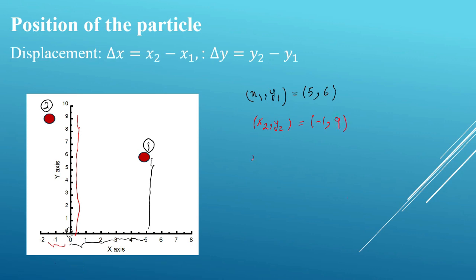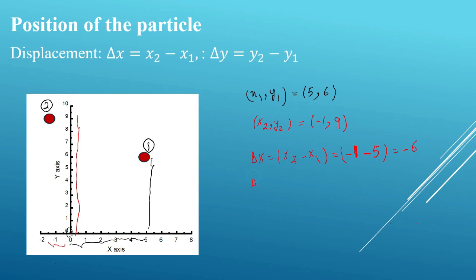So delta x is going to be x2 minus x1, right? I want you guys to be careful here. Now we're dealing with the negative axis, right? So my x2 is going to be minus 1, right? Minus 1 minus 5, right? So now this is going to be added together, not subtracted, okay? So it's going to be minus 6, okay?